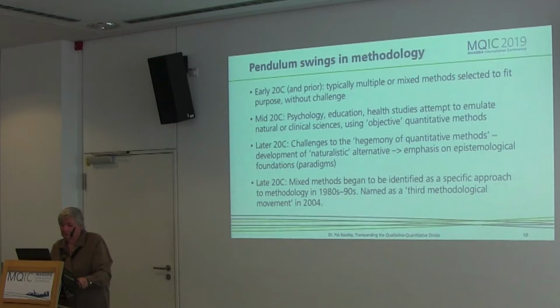So then in the later 20th century, and this is around, let's say, the 1980s in particular, but starting in the 1970s and perhaps reaching its culmination in the 1980s, there were challenges to the hegemony of quantitative methods. The development of a naturalistic alternative, you're probably familiar with the names Lincoln and Guba, or Guba and Lincoln, and their publication in 1985 of Naturalistic Inquiry. As they attempted to promote and carve a path for qualitative approaches to research, they placed an emphasis on the epistemological foundations for their methods, which were constructivist.